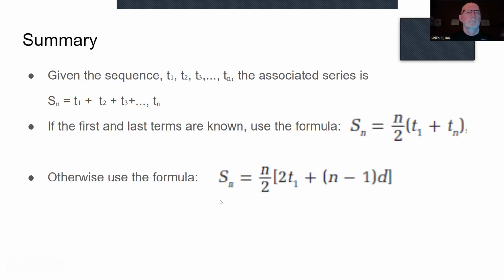So just a brief summary. Given the sequence, T1, T2, T3, all the way down to Tn, it has an associated series, which we then indicate with addition signs. So the S for series, or sum of n terms, would be T1 plus T2 plus T3 plus, all the way down to the last term, Tn. Now, if the first and the last terms are known, we could use this formula. Sum of n terms is n divided by 2, half the number of terms, times the sum of the first and last terms.